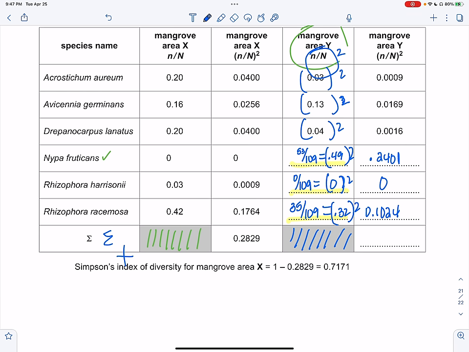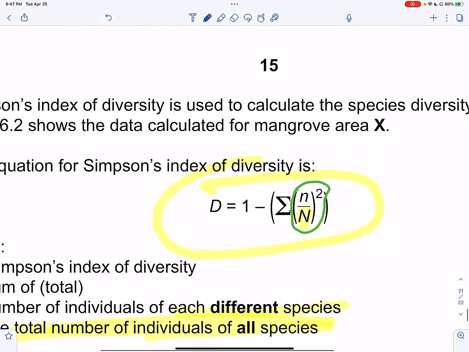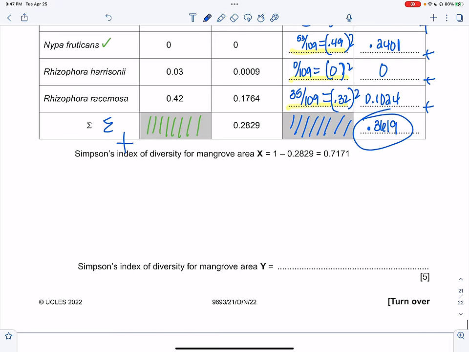The Rhizophora racemosa, 0.32 squared, is 0.1024. All right, and then if you add them all together, this plus this plus this plus this plus this plus this, that's the summation. So you divided, then you squared, and now you add them all up. You will get 0.3619, and that's the sum. If you look back at the formula, for the index you need 1 minus that answer. So 1 minus 0.3619, and that's for area Y, equals 0.6381. It doesn't have a unit. That's just its index of biodiversity.